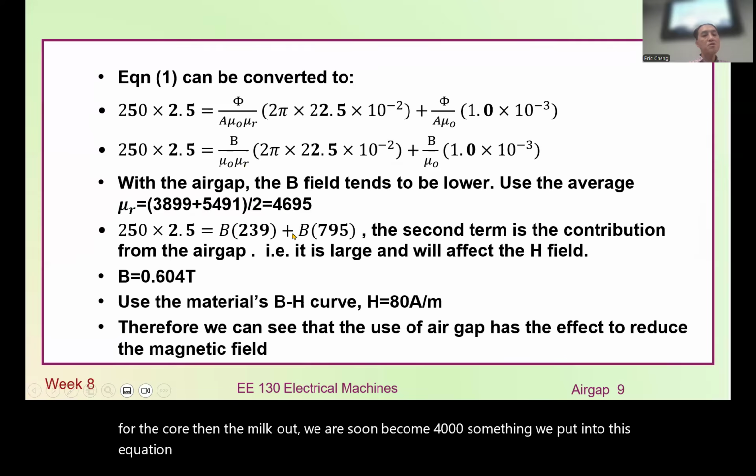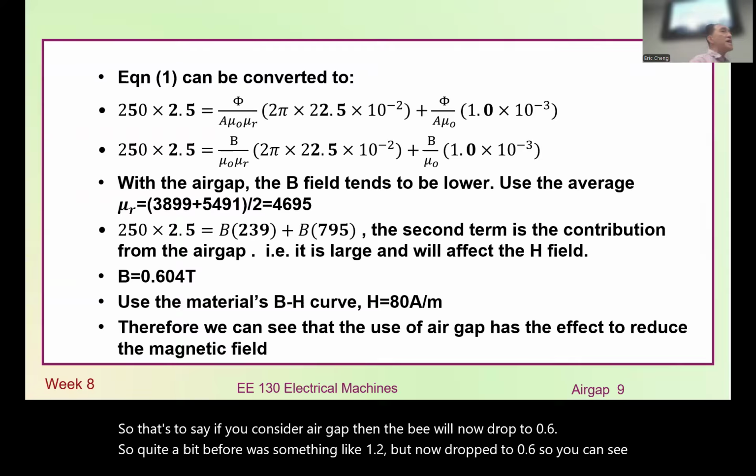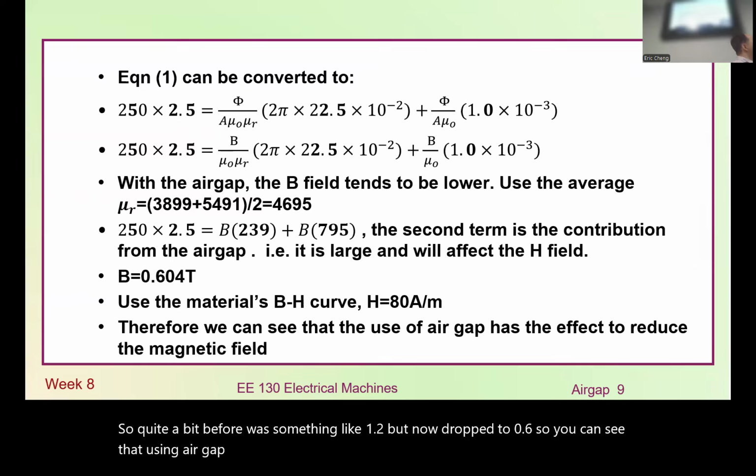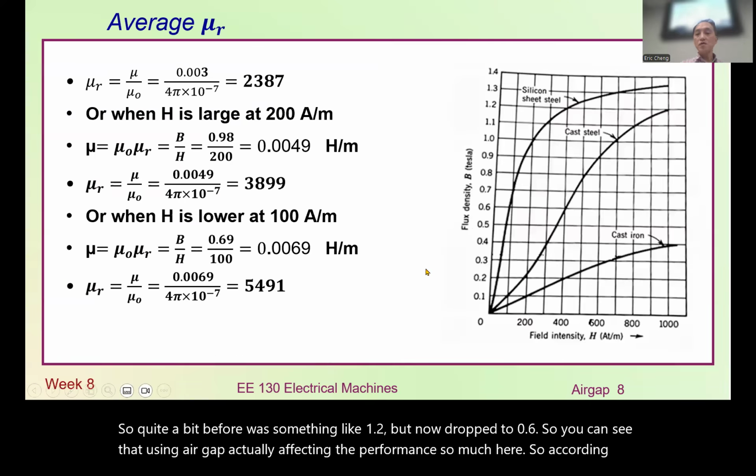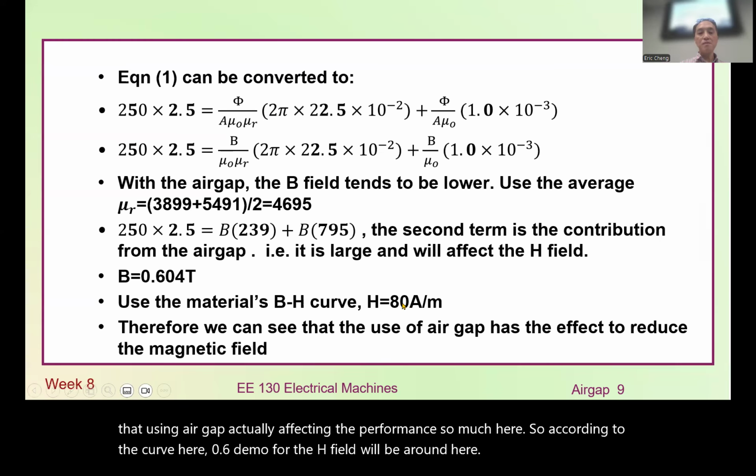We put it into this equation. Now we have a single unknown, B. We can calculate B becomes 0.6. So that's to say, if we consider the air gap, then the B will now drop to 0.6. Quite a bit. Before it was something like 1.2, but now it dropped to 0.6. So you can see that the air gap actually affected the performance so much here. According to the curve here, at 0.6, roughly the H field will be around here. Then we calculate H to be about 80.